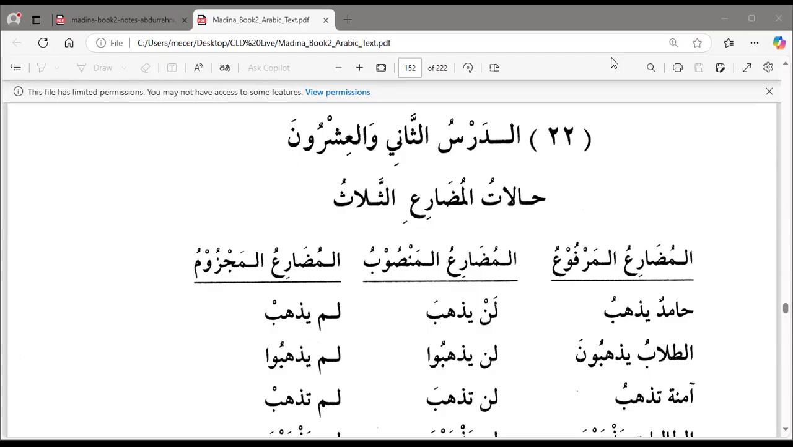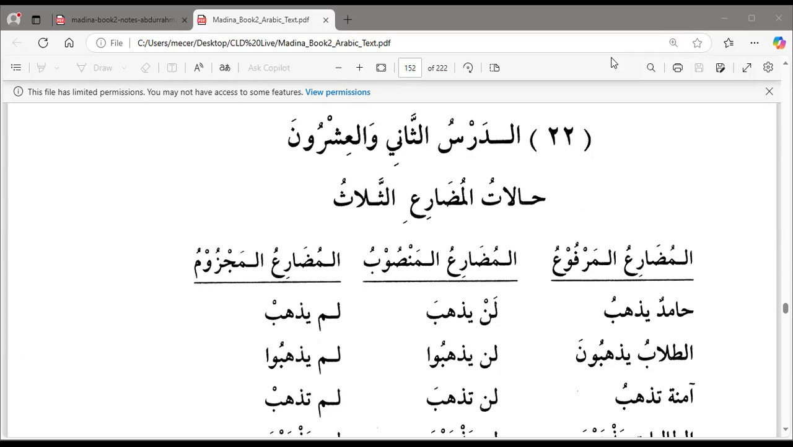In this lesson, we are going to look at the three conditions of the present tense verb, Halat al-Mudari' Thalath. So we are going to look at the conditions of the fi'l mudari', which is fi'l mudari' marfu'un, fi'l mudari' mansubun, and fi'l mudari' majzumun.